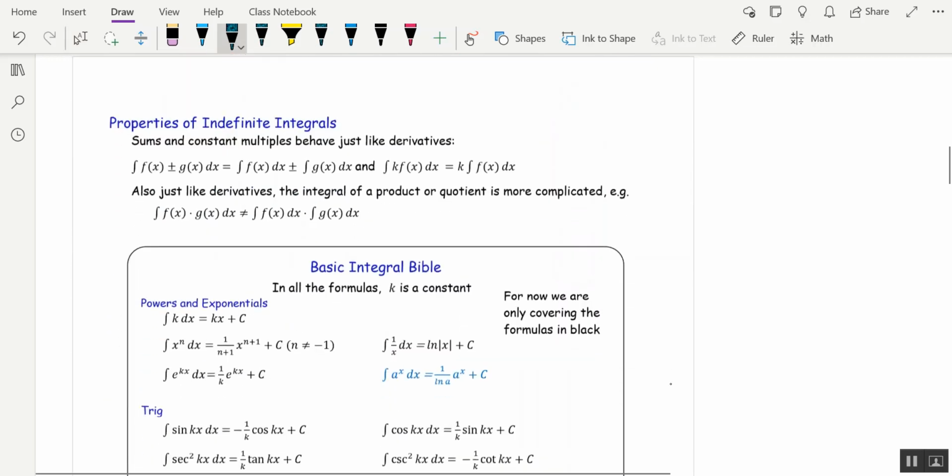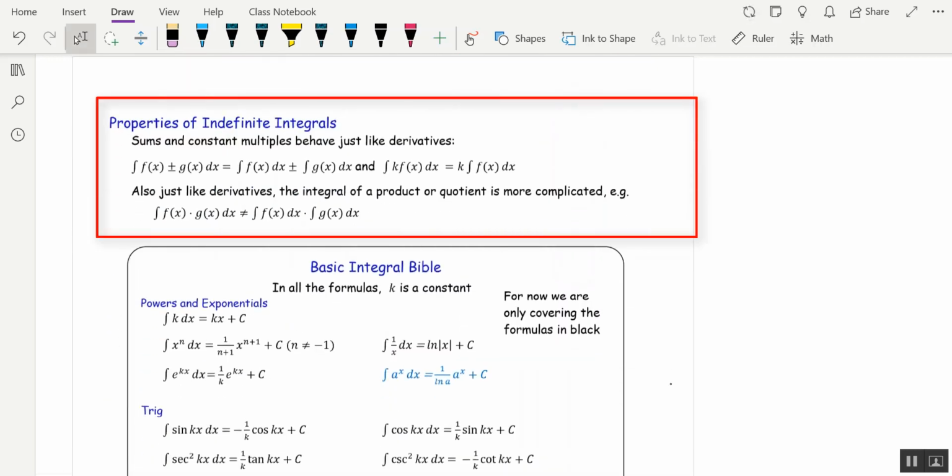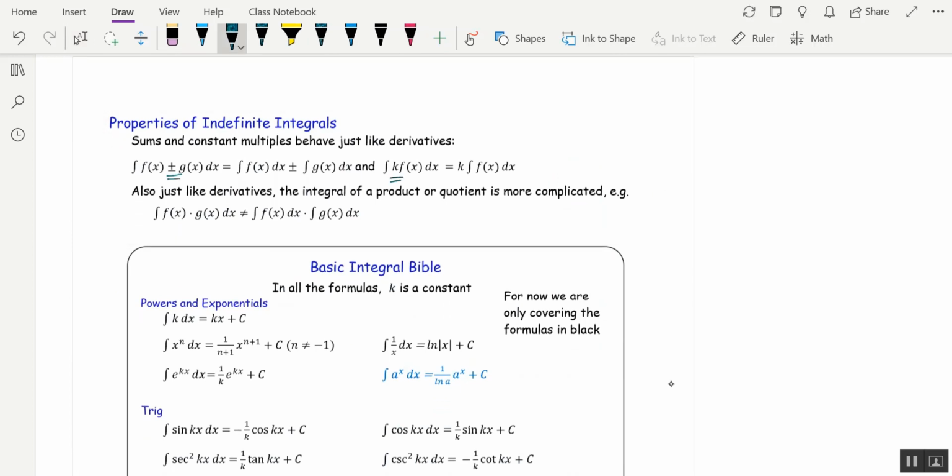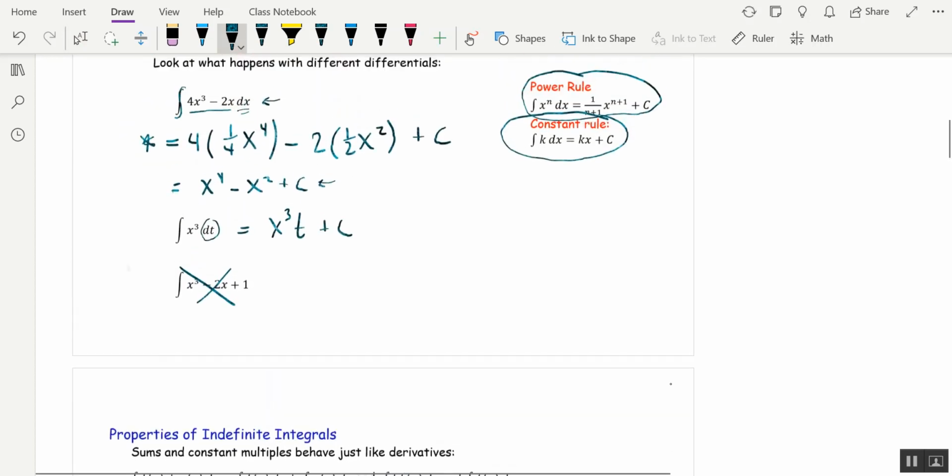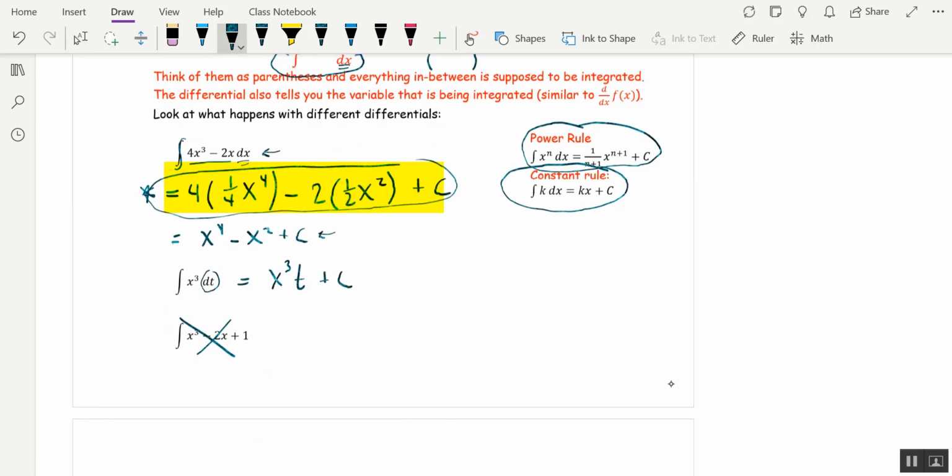Okay, properties of indefinite integrals. Indefinite integrals behave the same way derivatives behave with respect to sums, differences, and constants. And so you're going to use those rules without even knowing them. I was using those rules right here when I found that antiderivative.